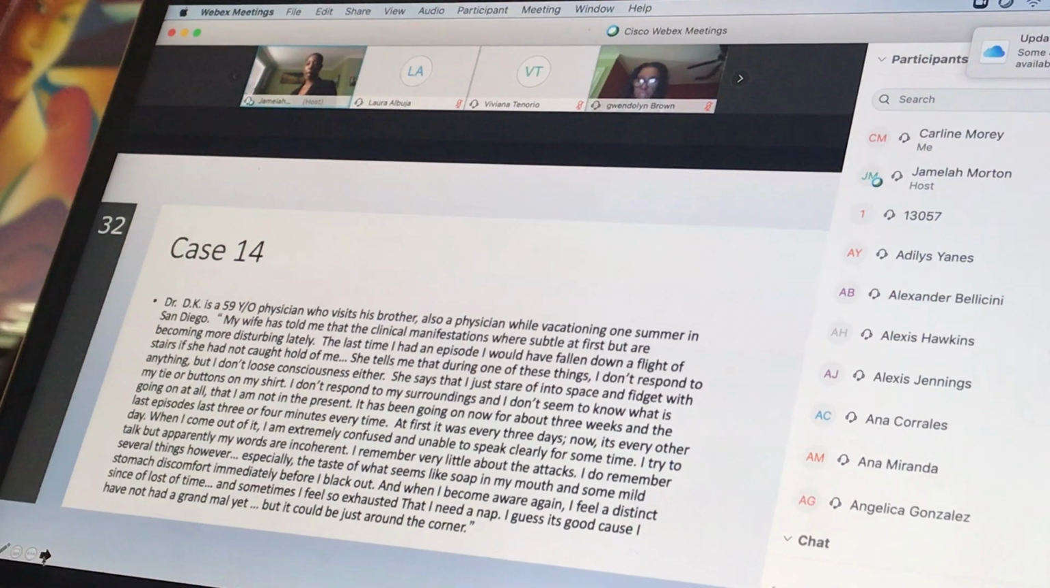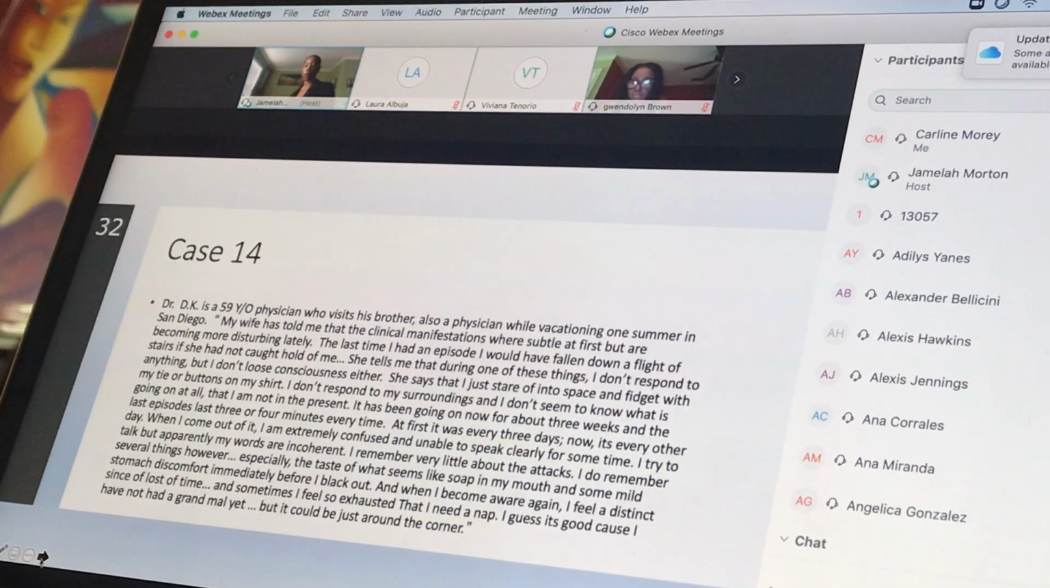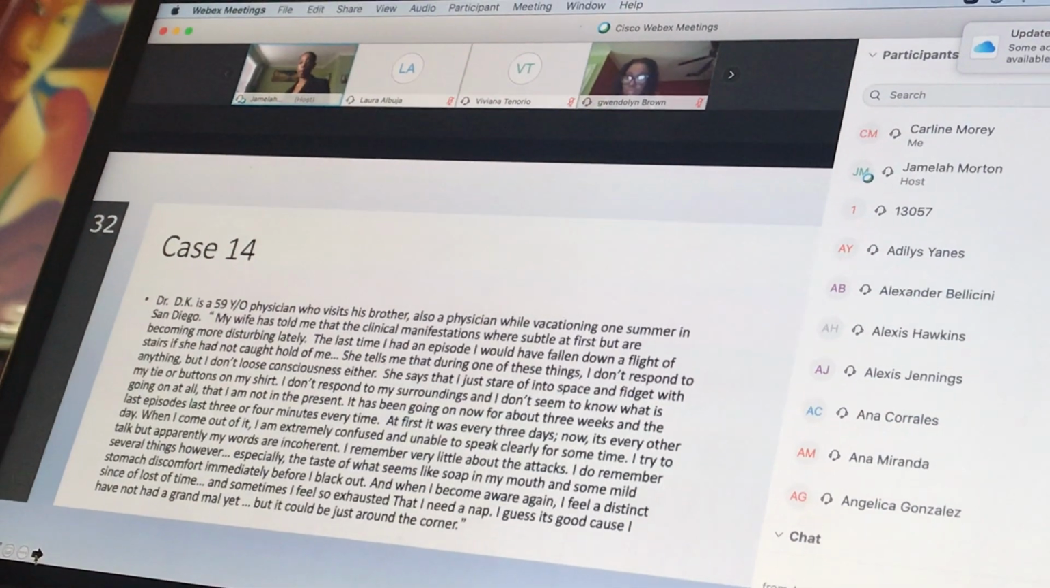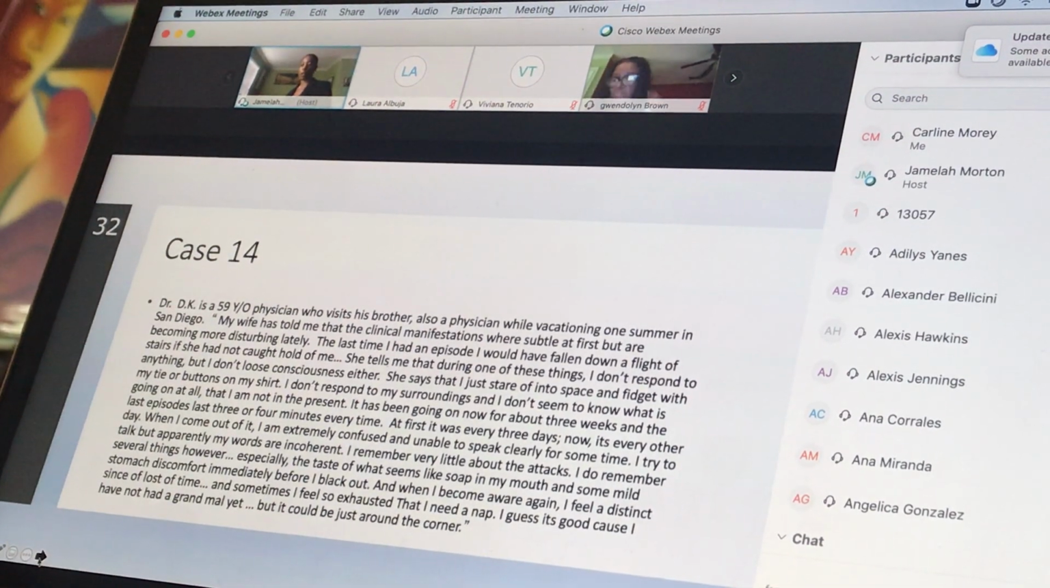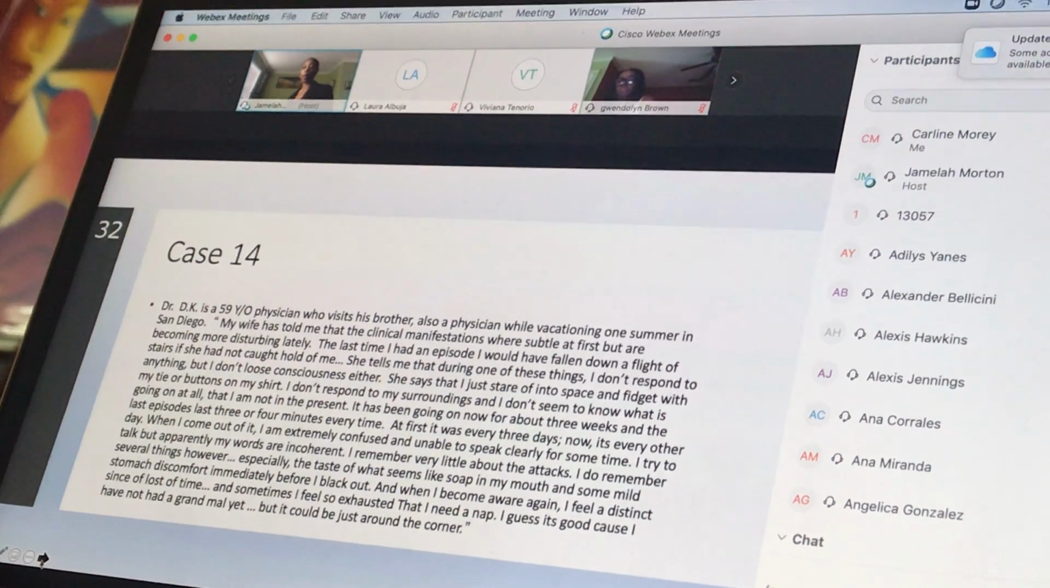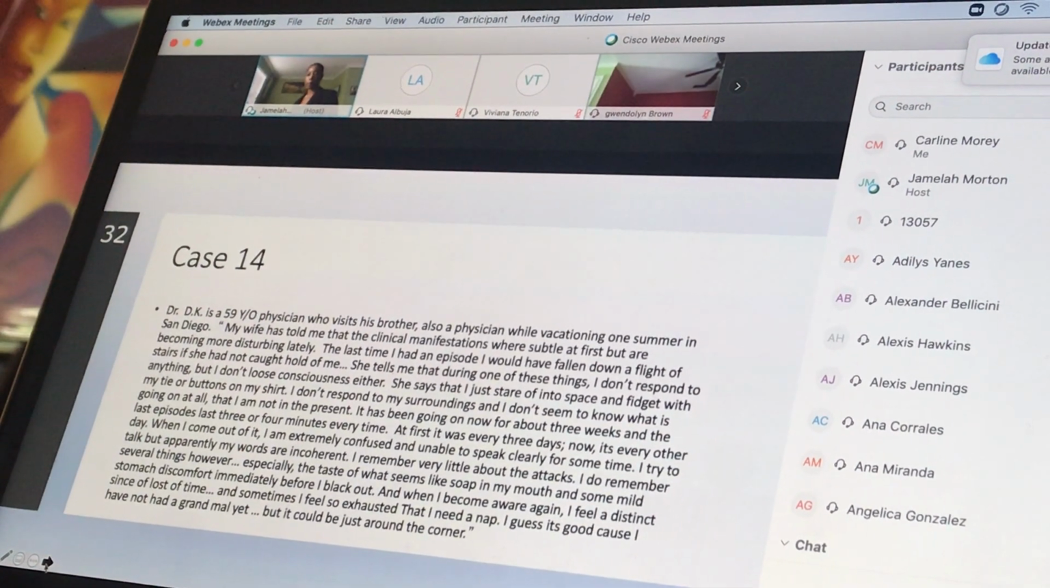Okay? And the feeling of tiredness and confusion after is a post-ictal episode. Okay? Now, his type of seizure is localized. Okay.